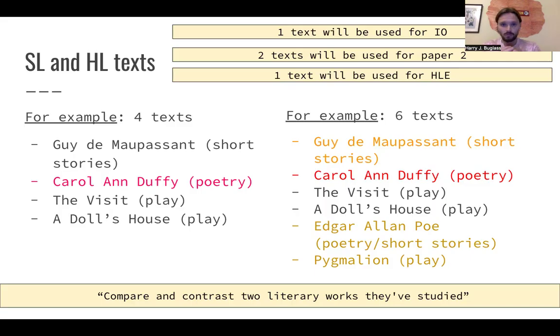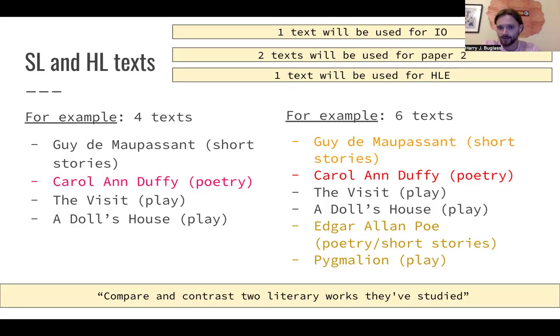Now, regardless, you all need to complete an individual oral, 15 minutes. More on that in another episode. That comes out of one of your 4 texts. So now you're down to 3. So for standard levels, going into paper 2, you have short stories by Guy de Maupassant, The Visit, and A Doll's House, the play. Those 2 plays.